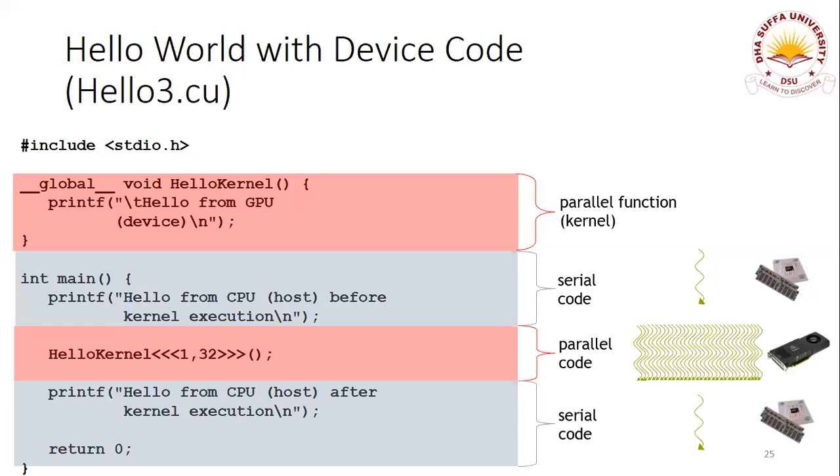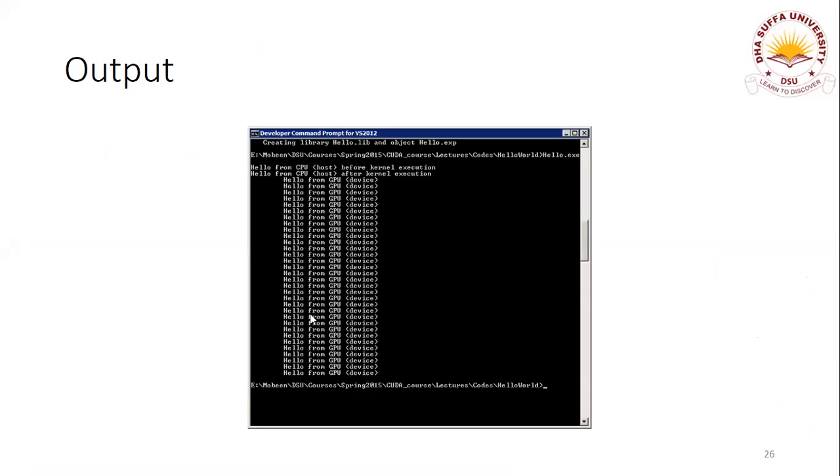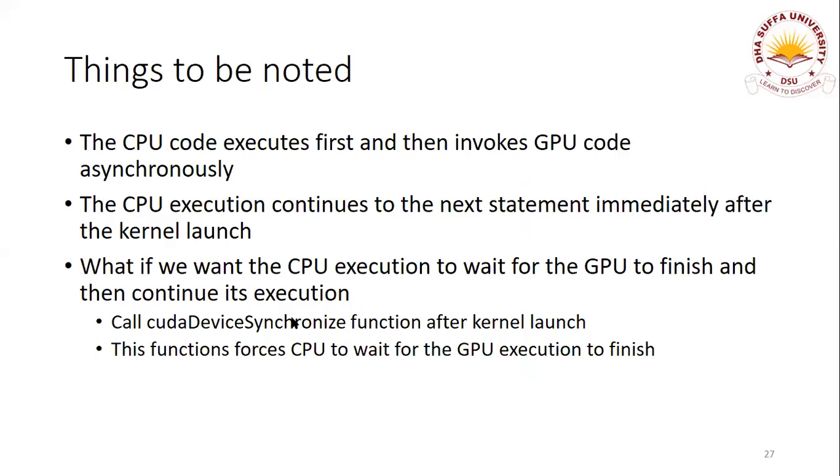What was needed was that the CPU should wait here. After the kernel call, the CPU should wait and let the GPU finish the task, and then the CPU should proceed with the rest of the statements. So we need to make the asynchronous kernel call synchronous. How can we do that? Let's see in the next slide.